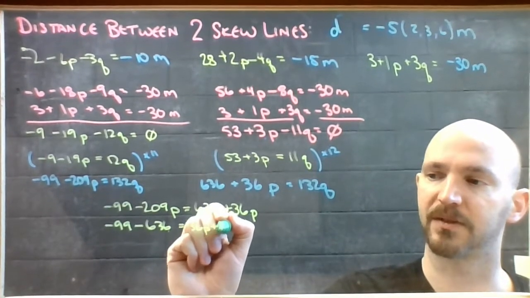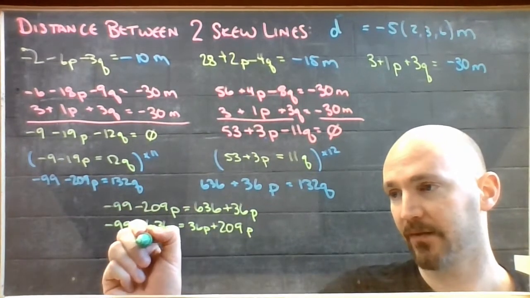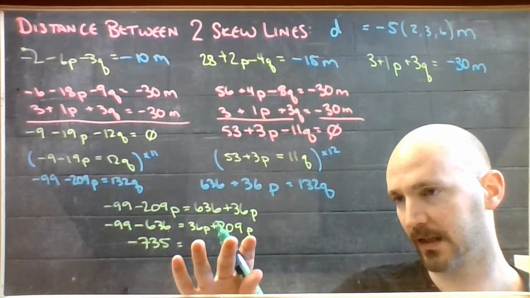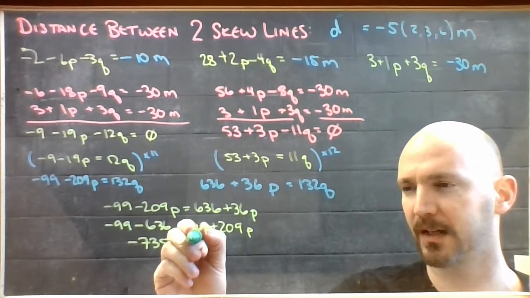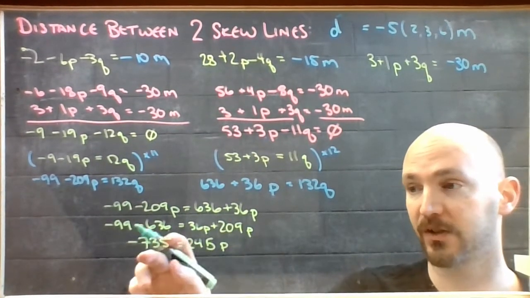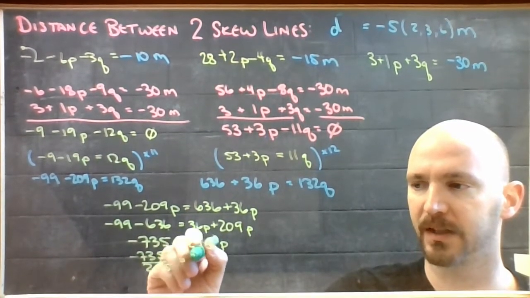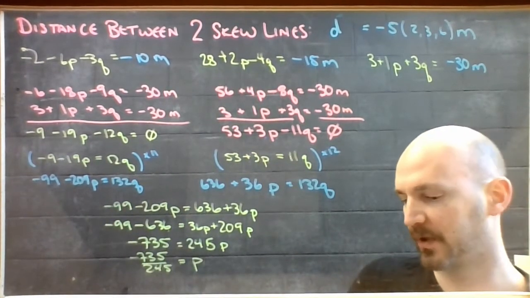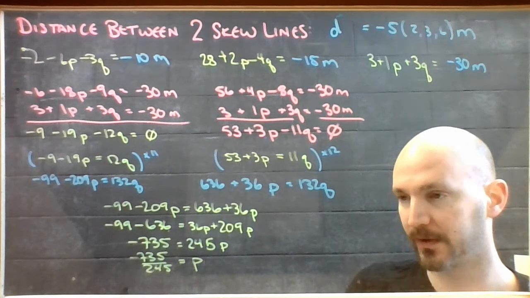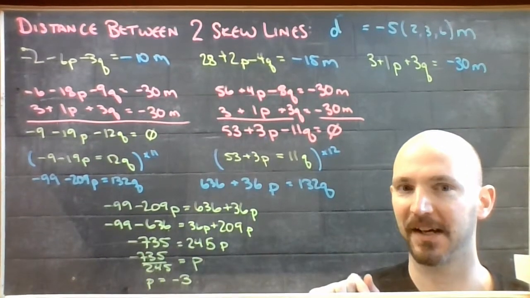36p plus 209p. That will be negative 735. This is 245p. And so to finish, negative 735 divided by 245 is p. So you pull out your calculator, 735 divided by 245 equals, well, exactly negative 3. Isn't that tidy?